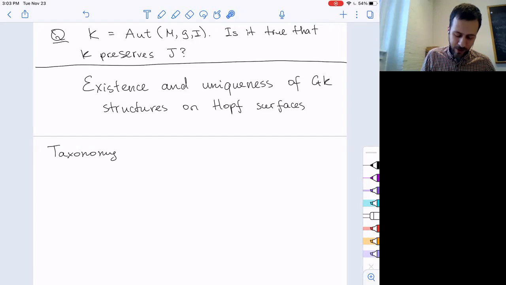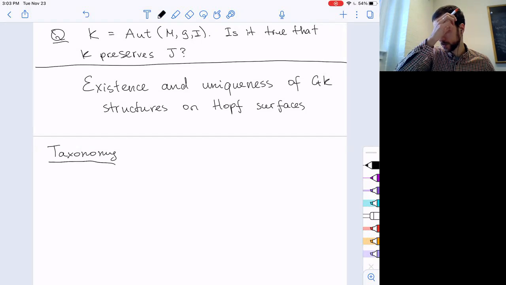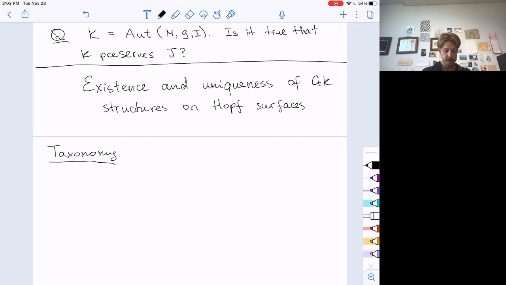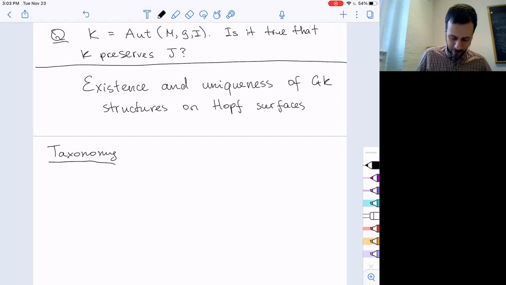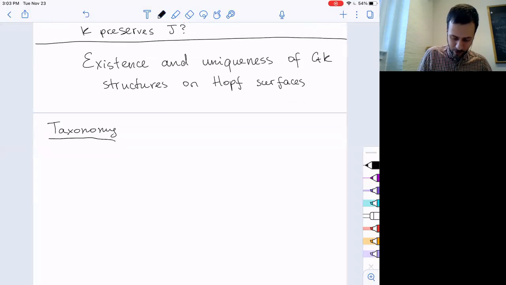Okay, so all right, let me maybe recall your taxonomy of the Hopf surfaces, because different people call Hopf surfaces different things, and even the same person in different papers means different things. So let me set some notation. First we define primary Hopf surfaces.